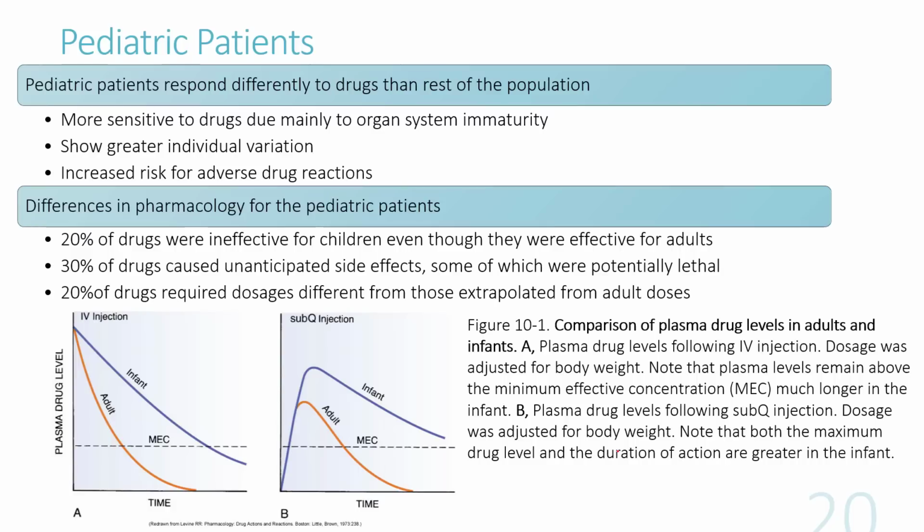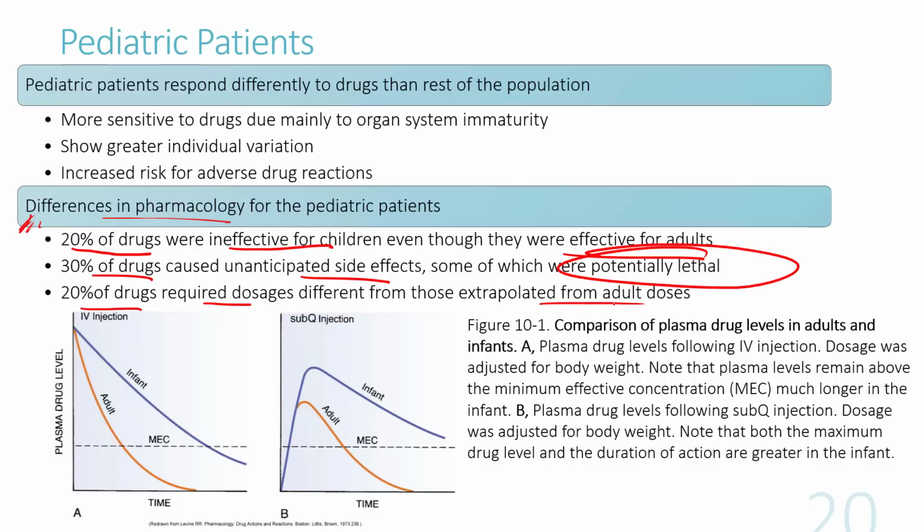Pediatric patients respond differently to drugs than the rest of the population, and I want to skip down to the second point, right? So you see over here, 20% of drugs are not effective in children, even though they're effective in adults. 30% of drugs can cause unanticipated side effects, some of which are potentially lethal, and 20% of drugs require dosages that are different from those extrapolated from adult doses. And we'll look at drug extrapolation a little bit later on.